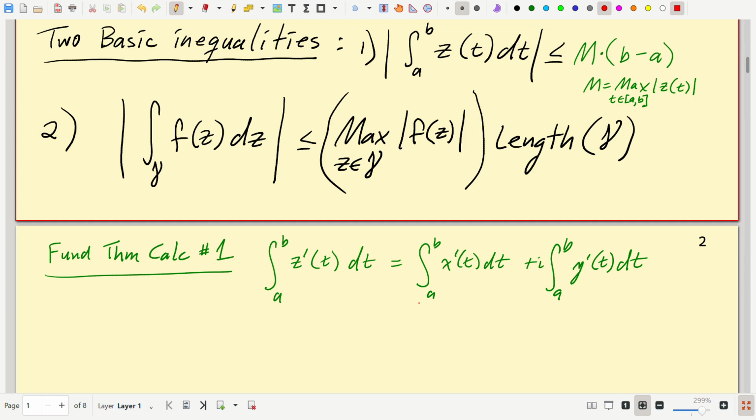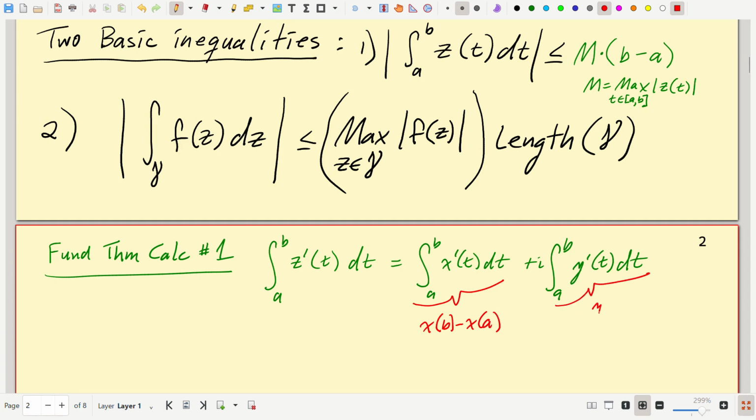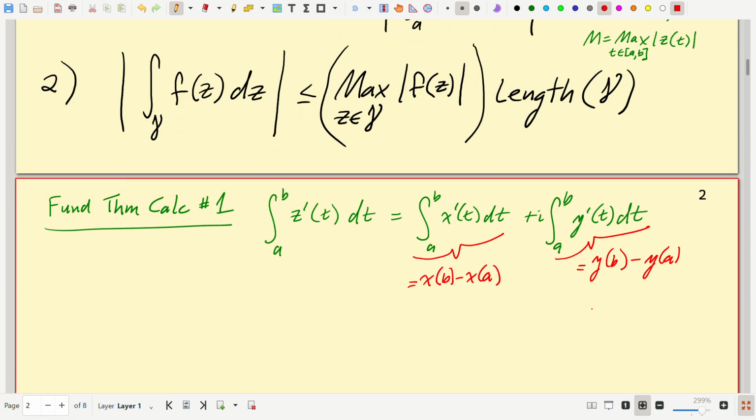This would be x of b minus x of a. And this one would be y of b minus y of a. And when you add those together, you realize, yes, sure enough, that's equal to z at b, that'd be x of b plus i y of b, minus z at a. So check. There's nothing to that one.